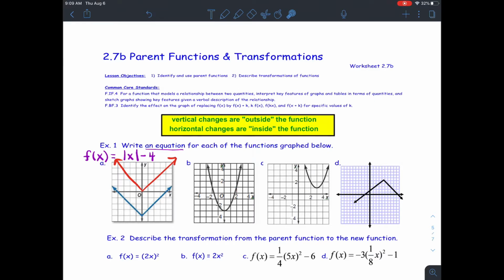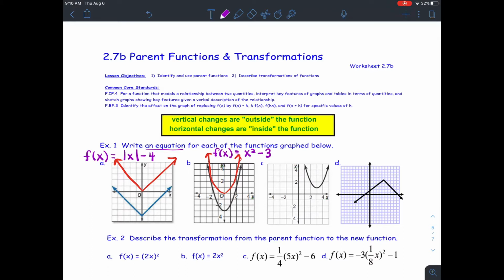Okay, looking at example B and C, these are both parabolas. So now these are parent functions that are x squared. Kind of a similar idea here. Normally the parent parabola sits right at the origin at 0, 0. This one, though, looks like it's been shifted down, I believe, 3 units. Okay, so I'm going to write f of x equals x squared, and since this is just a vertical shift, I'm putting the -3 on the outside.